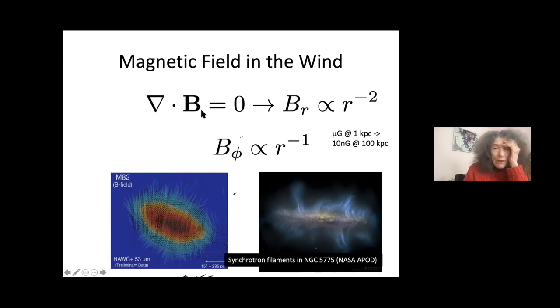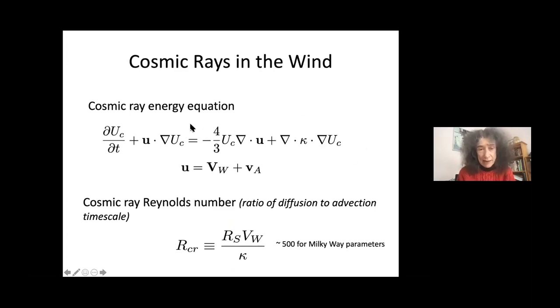The radial component of the field tends to fall off as 1 over r squared, and the azimuthal component tends to fall off as 1 over r with distance, from flux conservation. What that means is that in a galaxy that starts with a mostly azimuthal field, as disk galaxies seem to have in their planes, a rotating wind will go to a Parker spiral-like configuration and be mostly azimuthal at long distances, and the magnitude of the field will drop. If you have a microgauss field at 1 kiloparsec, you have 10 to the minus 8 gauss, 10 nanogauss, at 100 kiloparsecs.